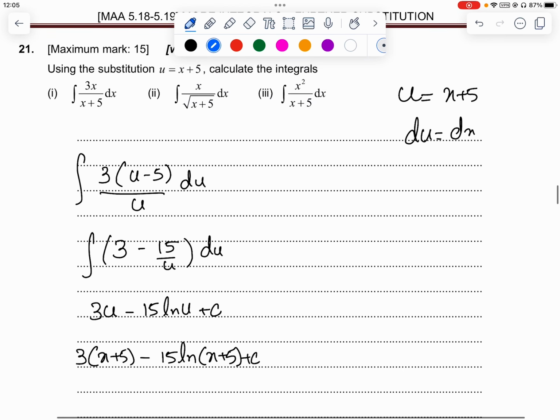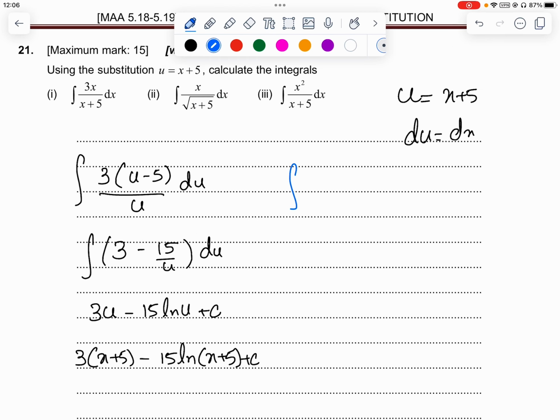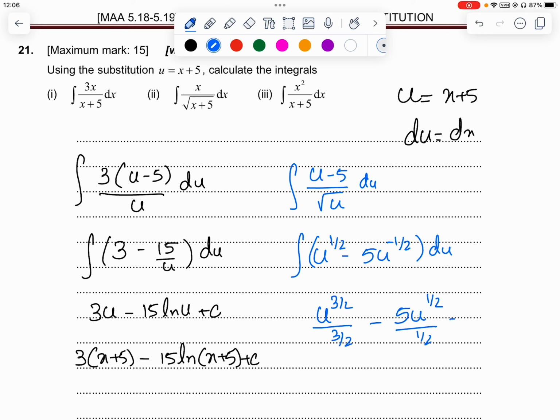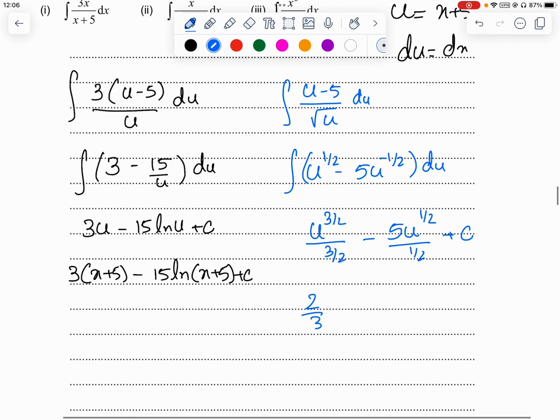Next part, it becomes integral of x is u minus 5 upon square root of u du. So it becomes u upon square root of u is square root of u minus 5u to the power of negative 1 upon 2 du. So what does that become now? U power 3 upon 2 upon 3 upon 2 minus 5u power 1 upon 2 upon 1 upon 2 plus c. So what does that become? 2 upon 3. U is x plus 5 whole power 3 upon 2 minus 10 x plus 5 whole power 1 upon 2 plus c.